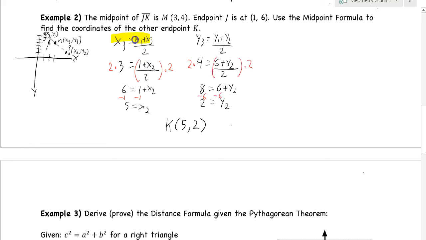Notice that when I use a formula, I write the formula down. I'm using my midpoint formula here. I want you to know, whoever is reading this, what formula I'm using. So when you use a formula, you always, always, always write that formula down. Never jump straight into the substitution into the formula.